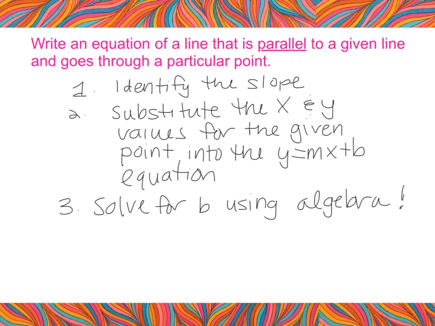To summarize those steps that we just did, we said that we're first going to identify the slope because we know parallel lines have the same slope. Then we're going to substitute the x and y values for that point that we were given into the y equals mx plus b equation. Remember, your slope from step 1 is your m, so now we have an x and a y. Lastly, your only variable should be b, the y-intercept. We will use algebra to solve for b.